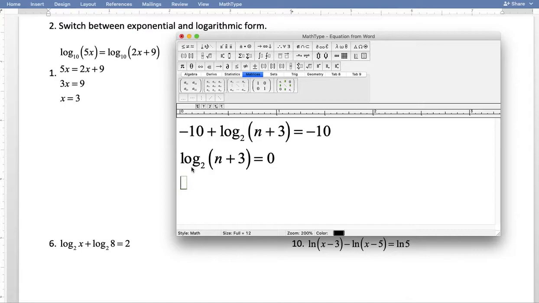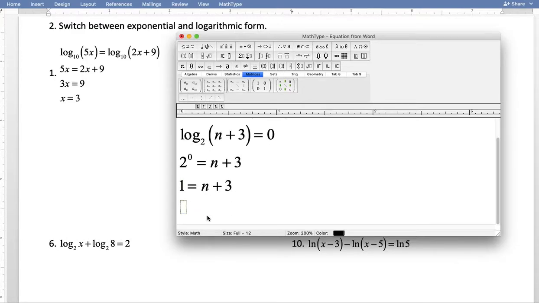Now for this, we can't say that an argument equals an argument because there's no logarithm over here. We do not have a log equals a log, so the two insides don't equal. From here, since we have only one log expression, we're going to switch back to exponential form. So we have, here's our base, this is our exponent, this is our answer. So in exponential form, this is going to be 2 to the 0 equals n plus 3. Now we've got something that we can evaluate. 2 to the 0 is 1, n plus 3. Subtract the 3, we have n equals negative 2.